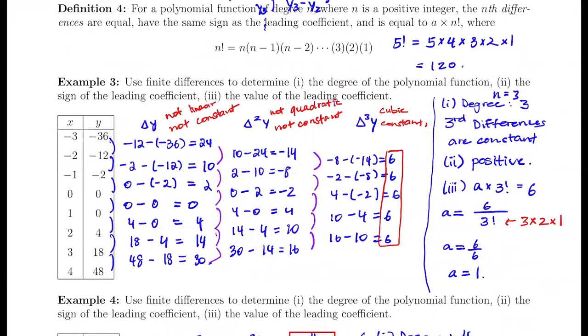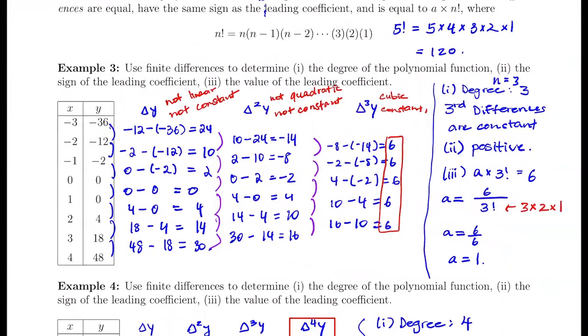And then last thing, we had a look at the finite differences. So basically, if we have a look at the nth difference, if they're all constant, then we know that the degree of the polynomial function is going to be n. And then we could also determine the value of the leading coefficient, given by a times n factorial.